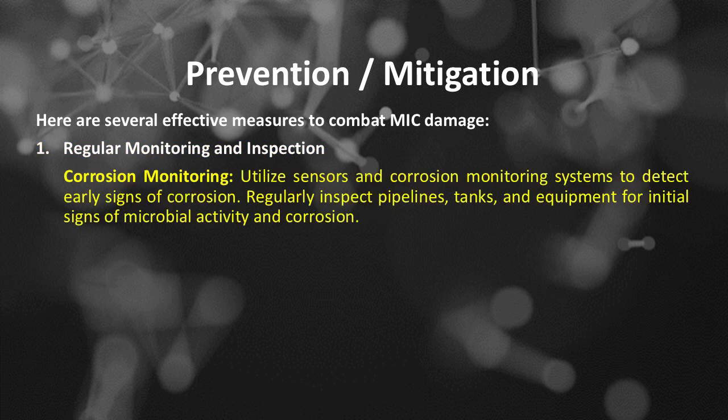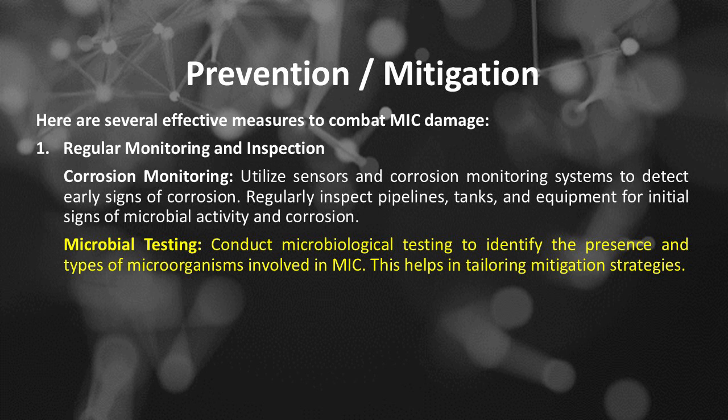Corrosion monitoring: utilize sensors and corrosion monitoring systems to detect early signs of corrosion. Regularly inspect pipelines, tanks, and equipment for initial signs of microbial activity and corrosion. Microbial testing: conduct microbiological testing to identify the presence and types of microorganisms involved in MIC. This helps in tailoring mitigation strategies.